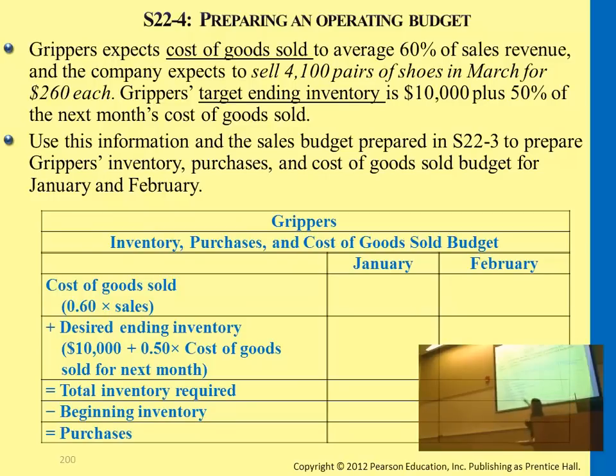So $10,000 plus 0.5 of whatever next month's cost of goods sold is, that you got in the first line. For December, this cost of goods sold for next month basically is referring to January's cost of goods sold, right? Then plus whatever you got in the first box, the January's cost of goods sold. Yes.